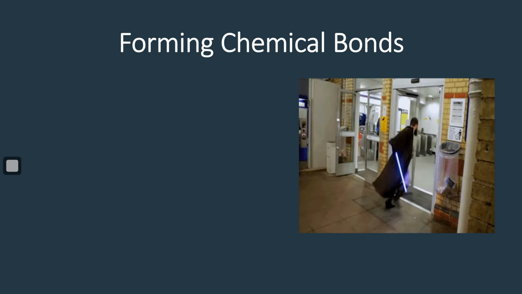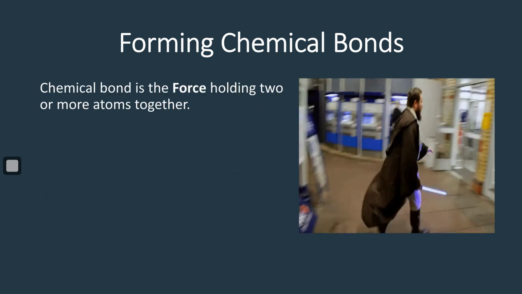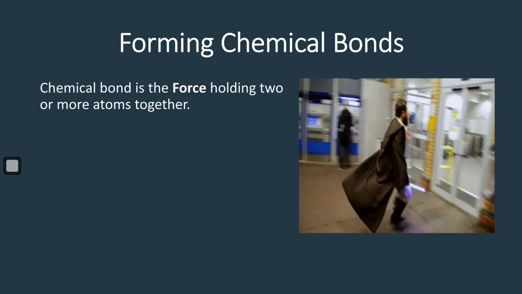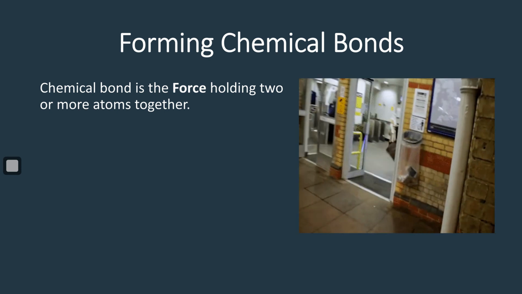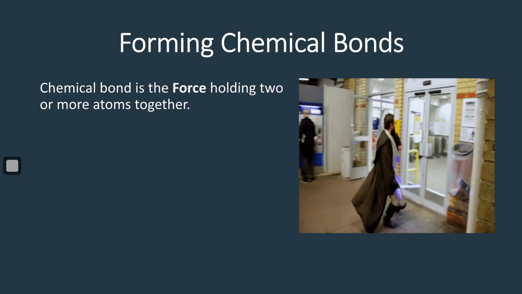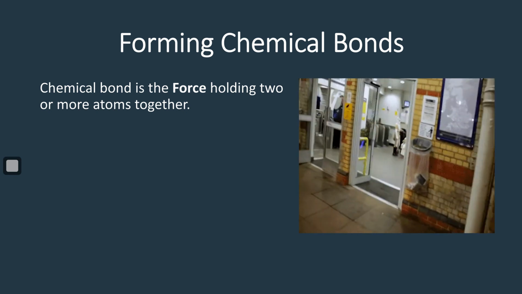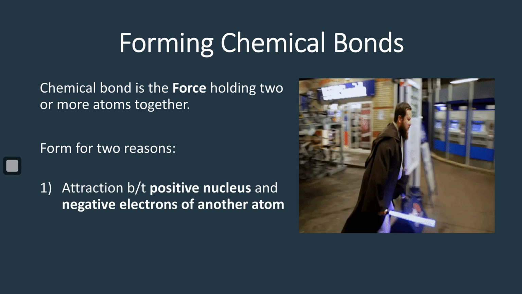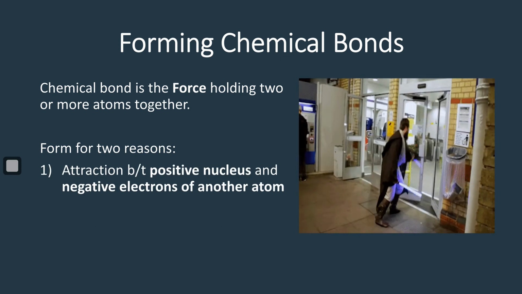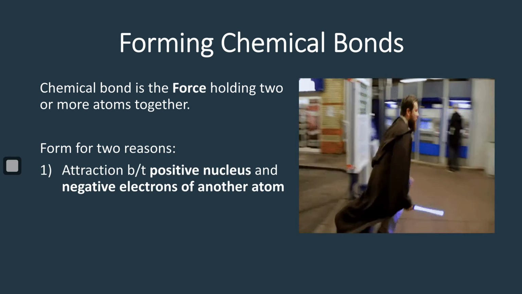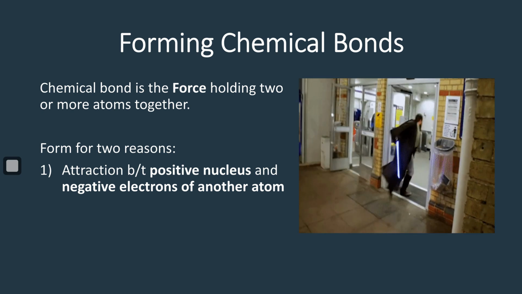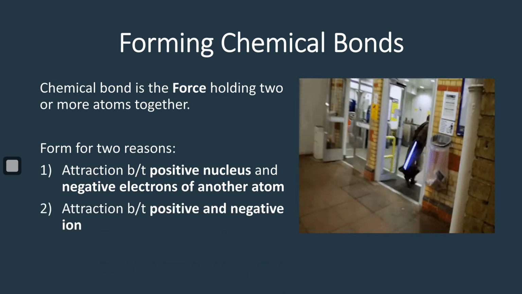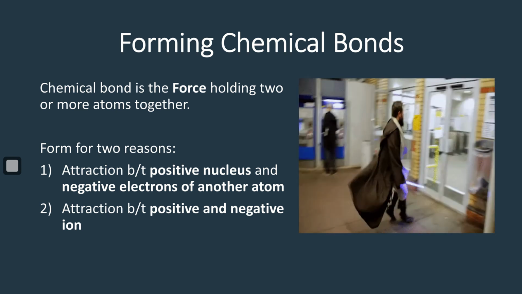So, taking a quick step back first, okay? Forming chemical bonds, this is it. The chemical bond itself is a force that's holding the two atoms together. I think most of you guys already kind of assumed that. It's what is holding two different atoms, they could be two of the same types of atoms, together, all right? And again, that forms a compound. They are formed for two reasons. Either there's the attraction between a positive nucleus and the negative electrons of another atom, okay? Or there's the attraction between positive and negative ions.